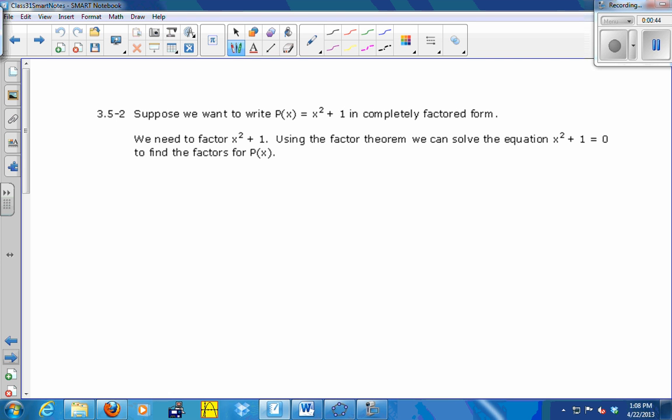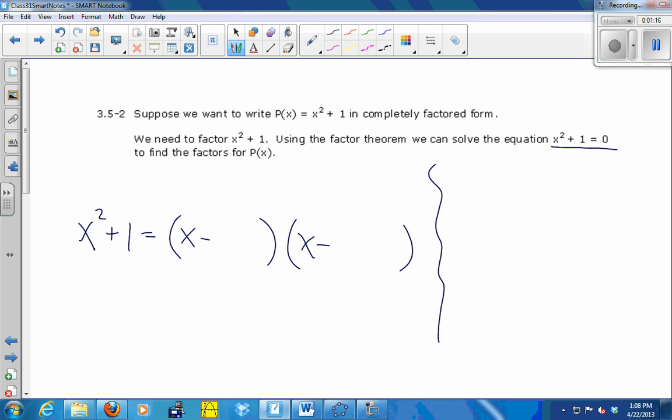So let's say I want to take p of x equals x squared plus 1, and I want to write it in completely factored form. Well, the factor theorem says that if I solve x squared plus 1 equals 0, I'll get zeros for the function. And then I can write x squared plus 1 as x minus, just plop my two zeros in there, and I'll have written it in completely factored form. So finding the zeros comes from solving where the function equals 0.